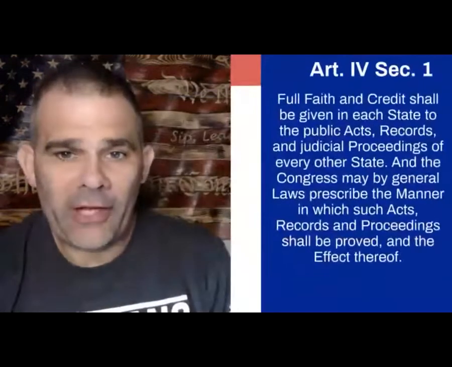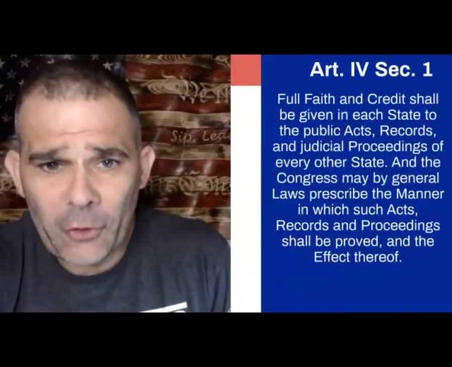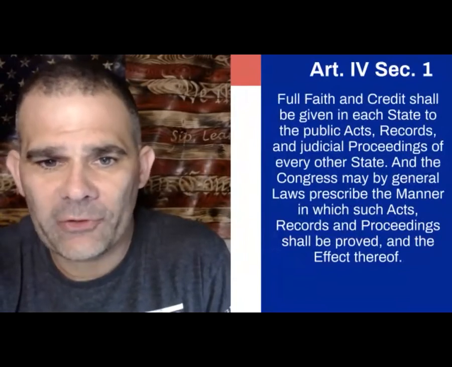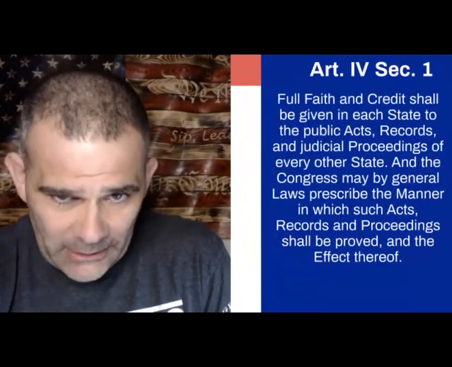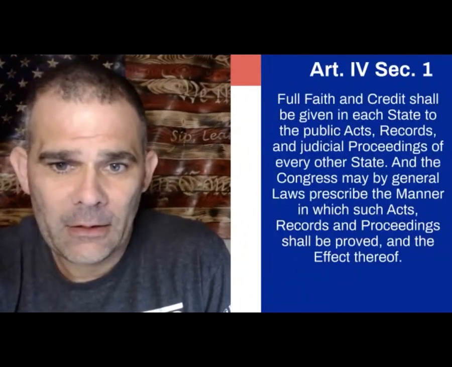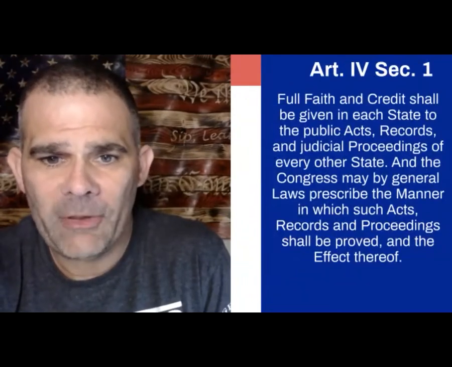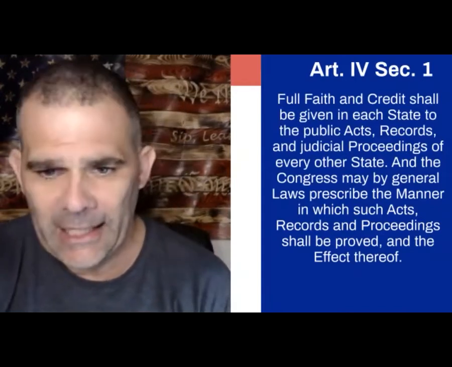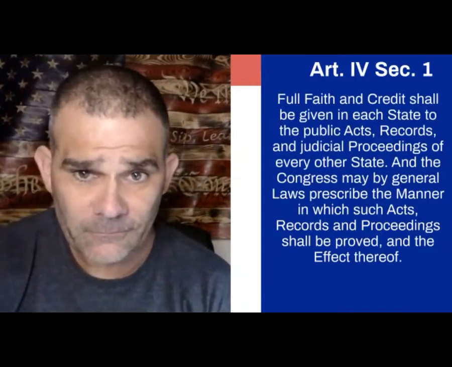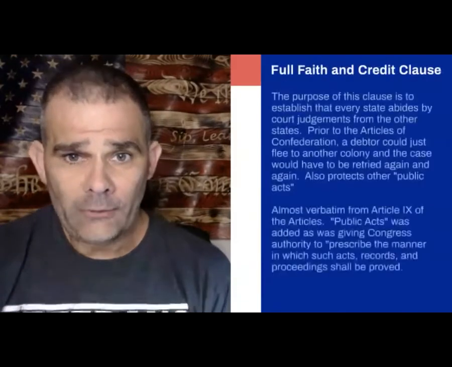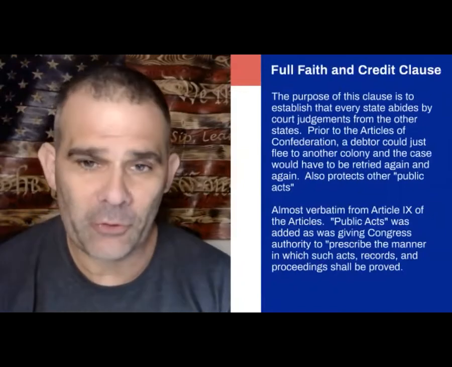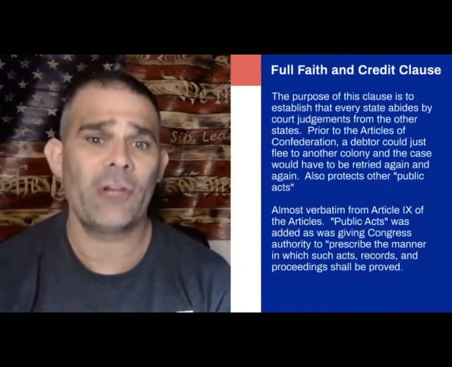So Article 1, Section 1. Full faith and credit shall be given in each state to the public acts, records, and judicial proceedings of every other state. And the Congress may, by general laws, prescribe the manner in which such acts, records, and proceedings shall be proved and the effect thereof. So the full faith and credit clause. The biggest purpose of this clause is to establish that every state abides by court judgments from other states.